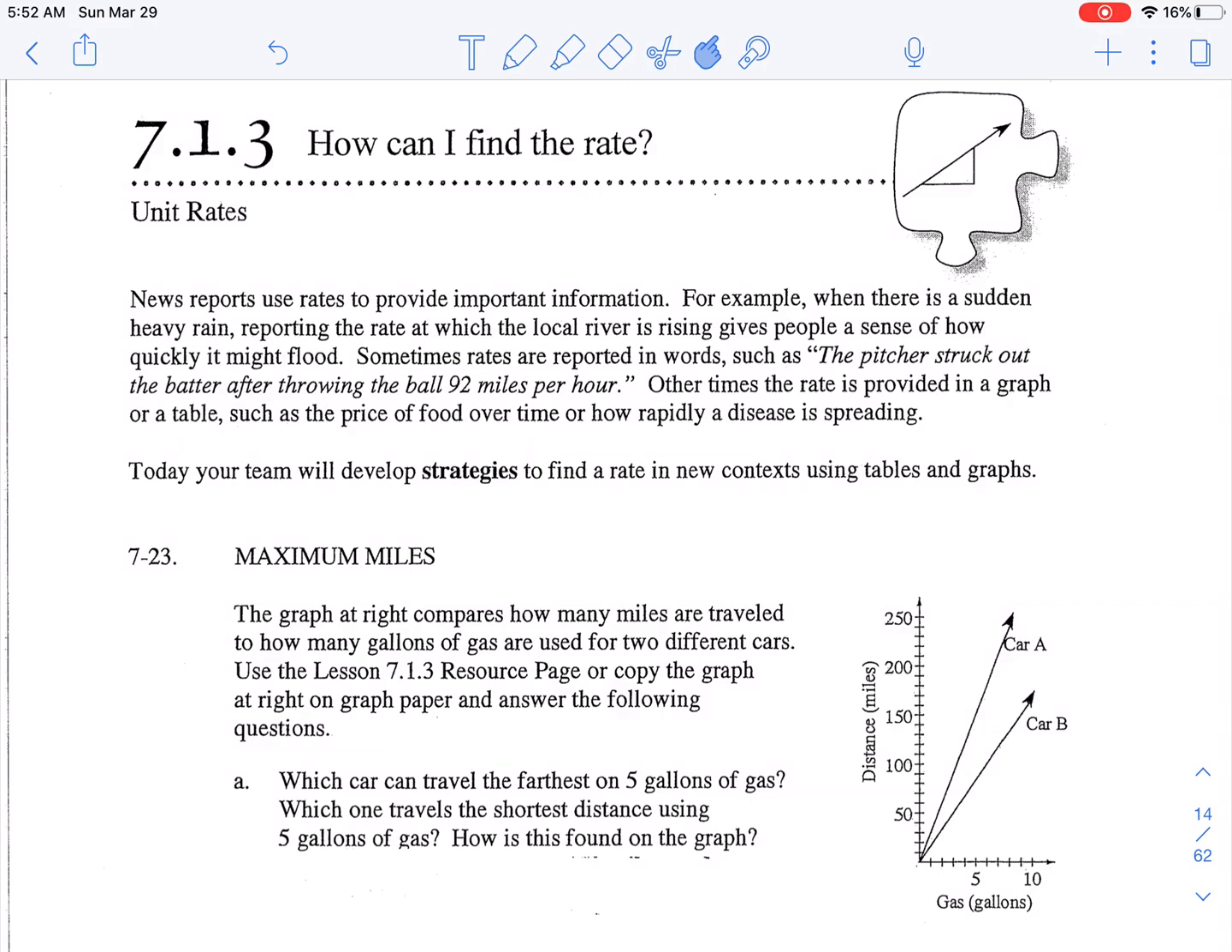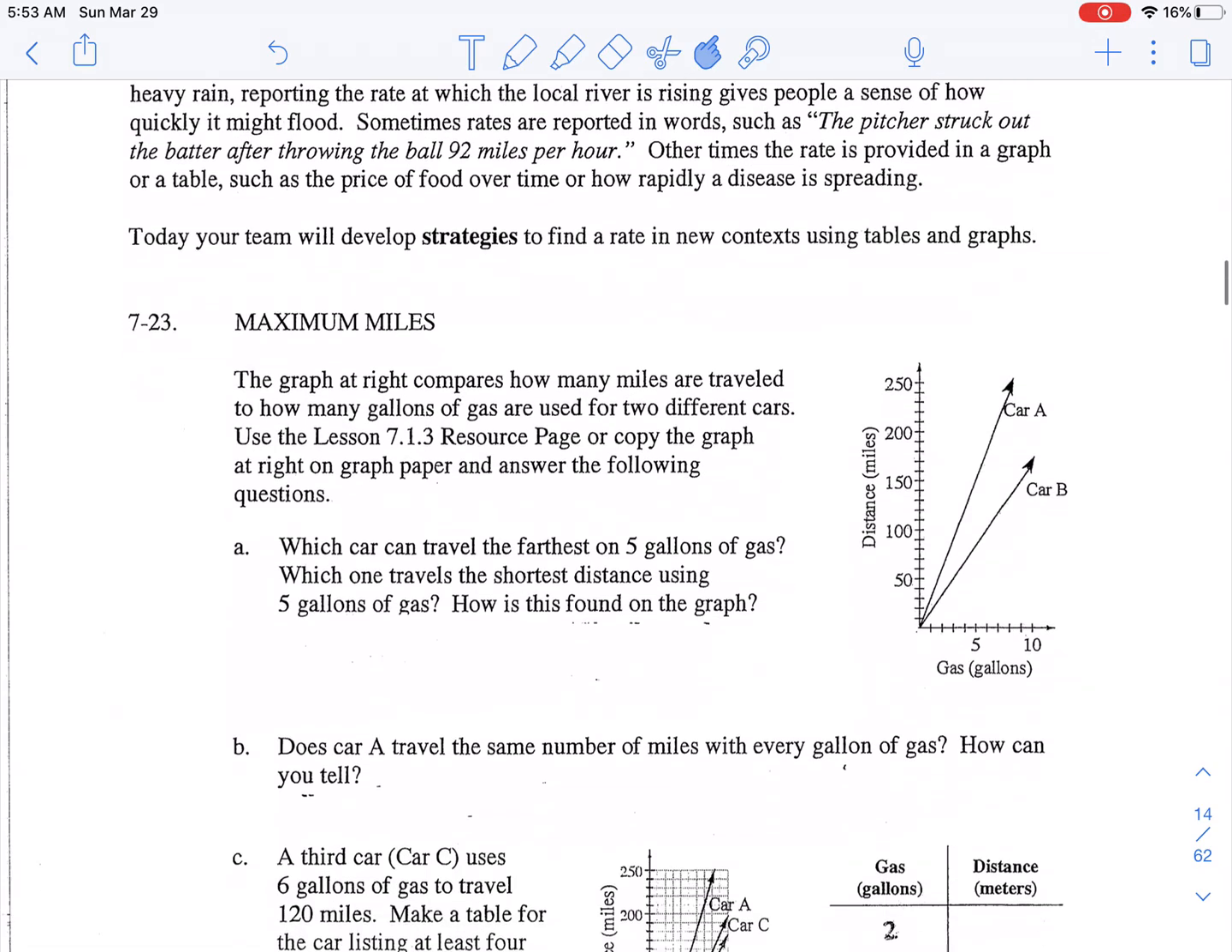Sometimes rates are reported in words, such as the pitcher struck out the batter after throwing the ball 92 miles per hour. Other times, the rate is provided in a graph or a table, such as the price of food over time or how rapidly a disease is spreading. Today, your team will develop strategies to find the rate in new contexts using tables and graphs.